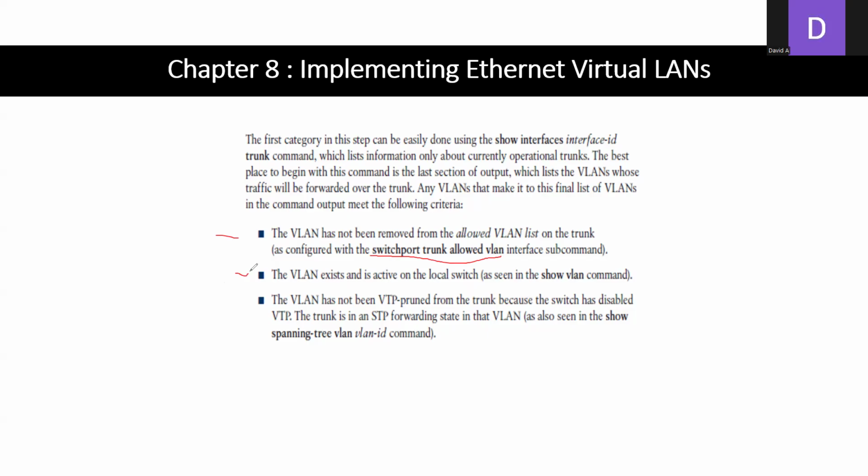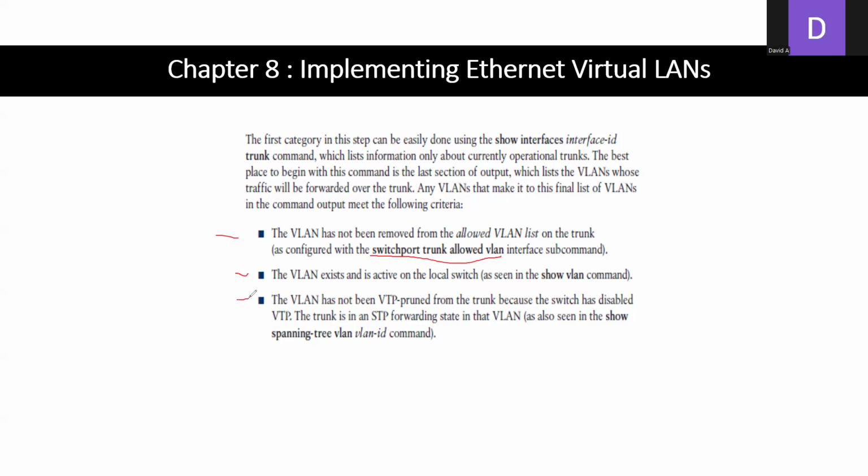You can check that with show vlan. So that means if we didn't explicitly configure it, like stated earlier, and it's a VLAN on the switch, and we're just using the show interface trunk on an interface, it's going to pass all the VLANs by default.